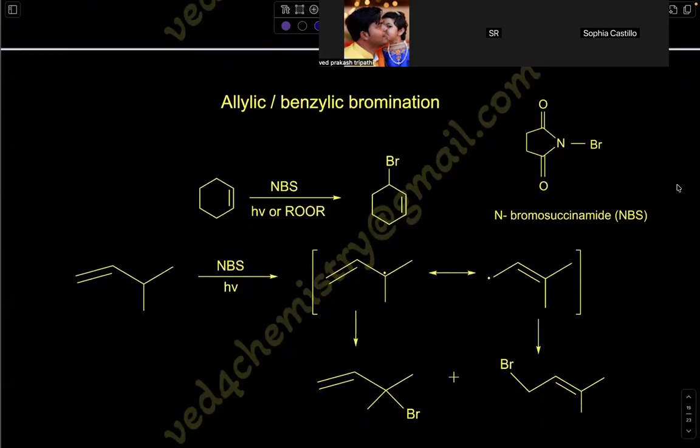Next is allylic bromination or benzylic bromination. What is allylic? Suppose you have a double bond, and this is an sp2 carbon. The neighboring sp3 carbon is called the allylic carbon. And what is benzylic? The carbon outside the benzene ring is called the benzylic carbon. So benzylic or allylic bromination means you have to add bromine at the allylic or benzylic position.